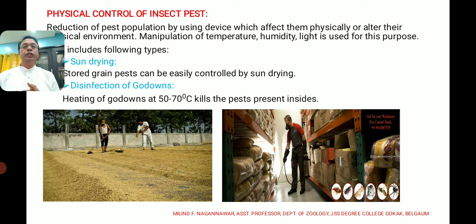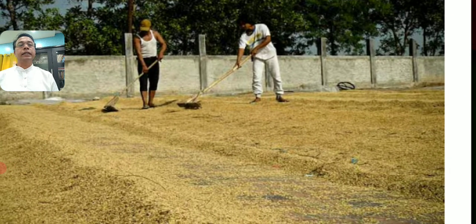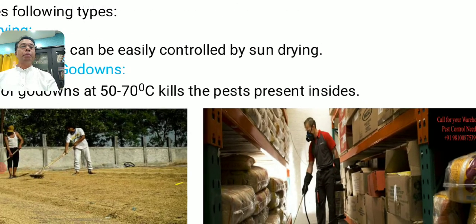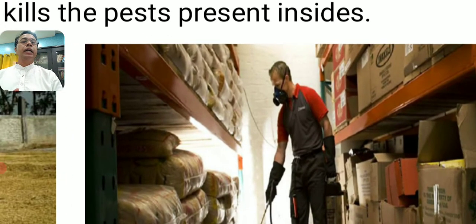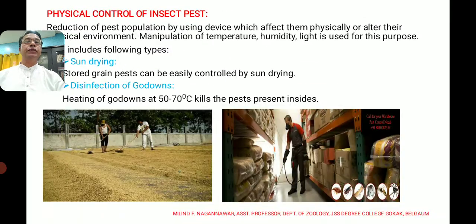Then in stored conditions, for example in the godowns, see here, this is the spreading of the grains, that is sun drying. Another one is in the godowns: if we alter the temperature of the godown, heating it up to 50 to 70 degrees centigrade, most of the pests are killed, and then spraying can also be carried out to minimize the growth of the pests. So in sun drying, stored grains are spread on open ground with sunlight falling on them, which alters the temperature in the grains, and the pests are either destroyed or become inactive. In the same way, by disinfection of the godowns, that is heating them to 50 to 70 degrees centigrade, the pests present inside are killed.